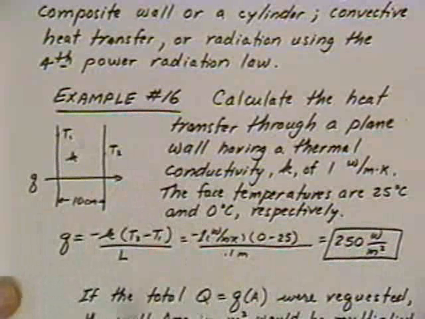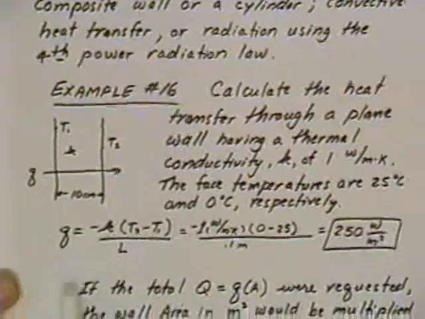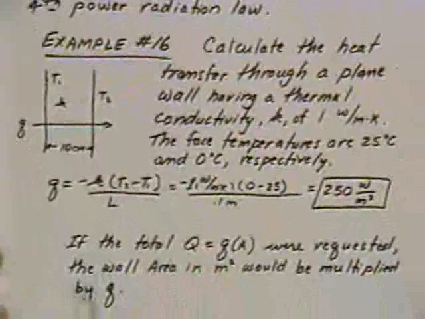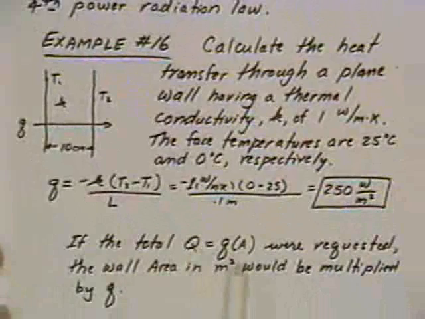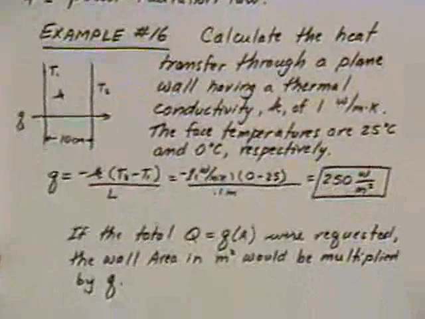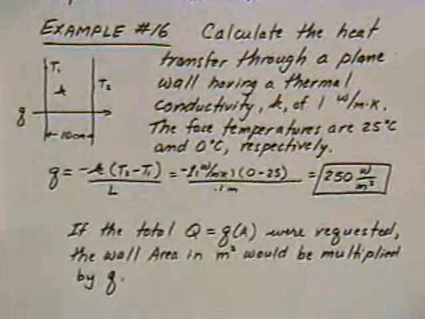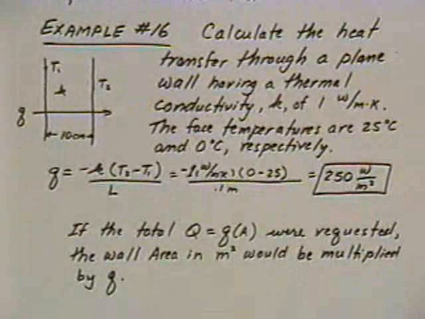Now, if you wanted the total heat transfer, in other words big Q, through that wall, then what you'd have to do is determine the area of the wall. Maybe the wall is 2.5 meters by 10 meters or something like this, so the wall might have an area of 25 square meters.